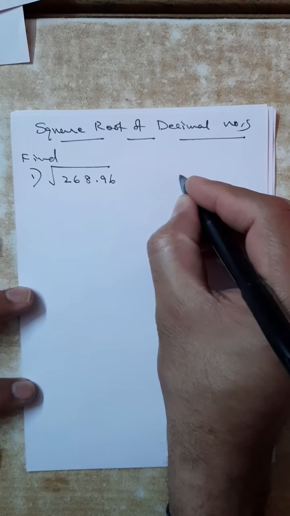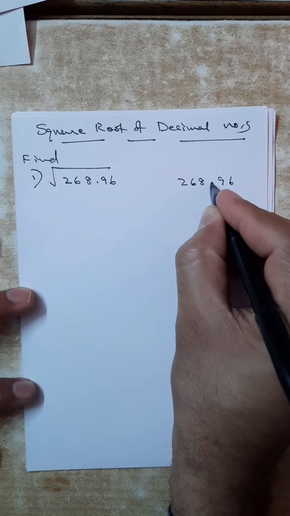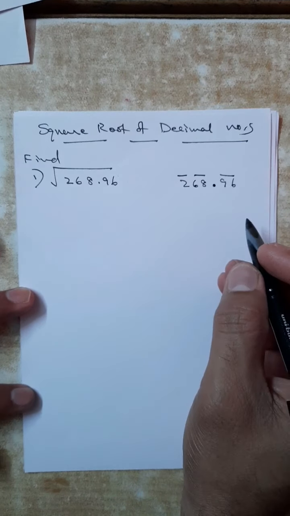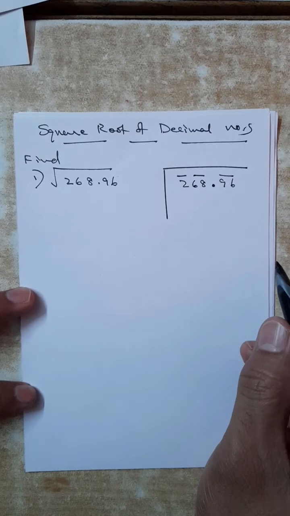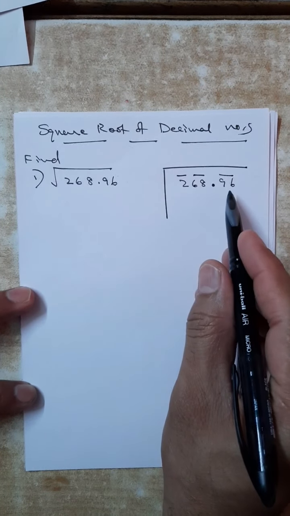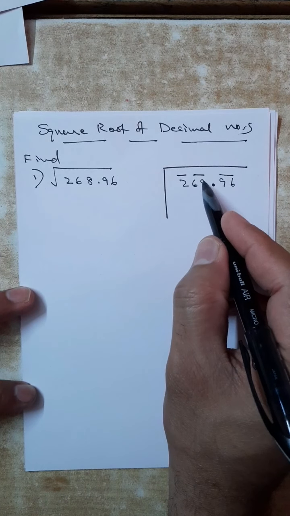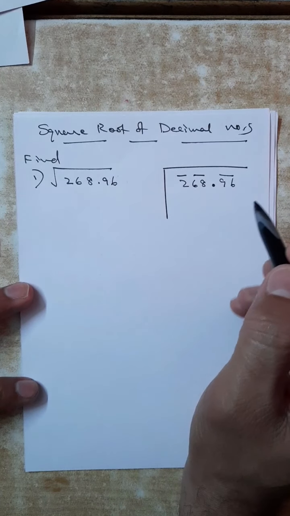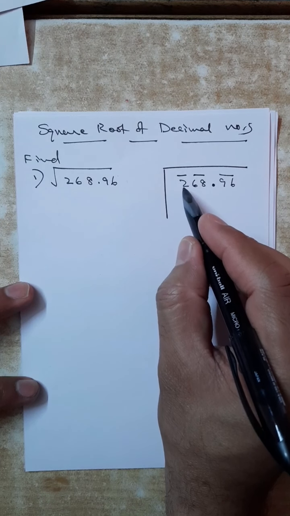So the grouping will be like this: 268.96. Towards right from the decimal point 1 group, towards left 1 group, and 2 alone 1 group. Exactly the same procedure as we studied. There is no problem with the decimal number. Our procedure is the same. The only thing is grouping from the decimal point towards left and towards right also. Now, the procedure is the same.